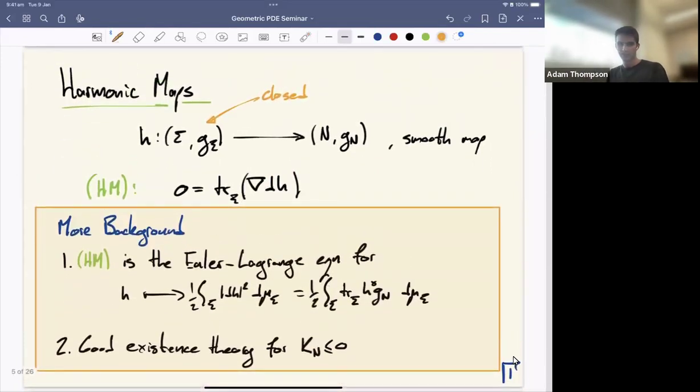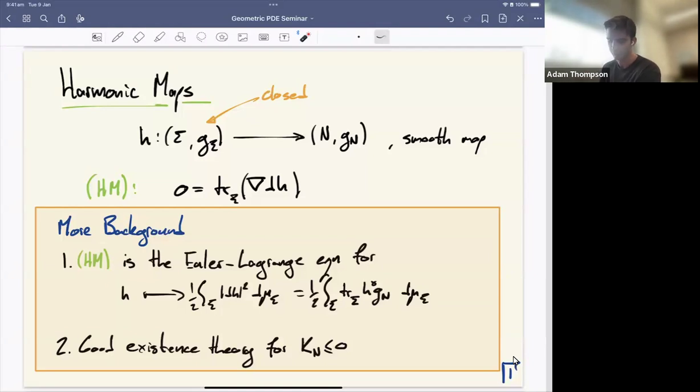Just like the classic equation for harmonic functions from Riemannian manifolds, it arises as an Euler-Lagrange equation. To get the energy, it's essentially the same as when the codomain is R. We just have to define the norm of dH using the metric on N. The way we do that is, using H, I can pull back the metric on N, and then I trace it with respect to this metric on sigma. This gives me an energy, and the harmonic map equation is precisely the Euler-Lagrange equation for this.